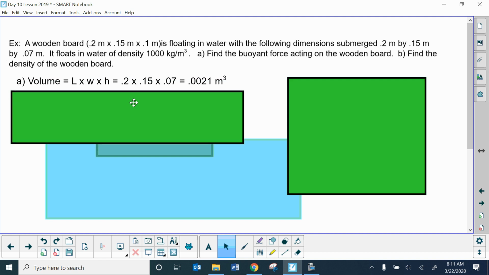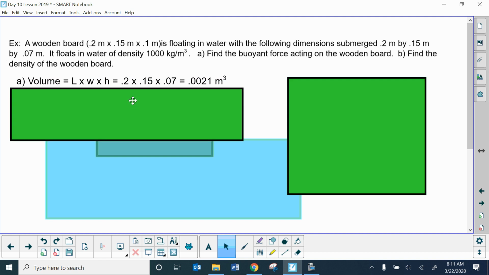For the first part, we need to find the volume submerged. The volume submerged would be 0.2 times 0.15 times 0.07. That's just length times width times height again. So that gets you 0.0021 meters cubed. That's the first thing. I just took these dimensions that are submerged and figured out what my volume submerged is.